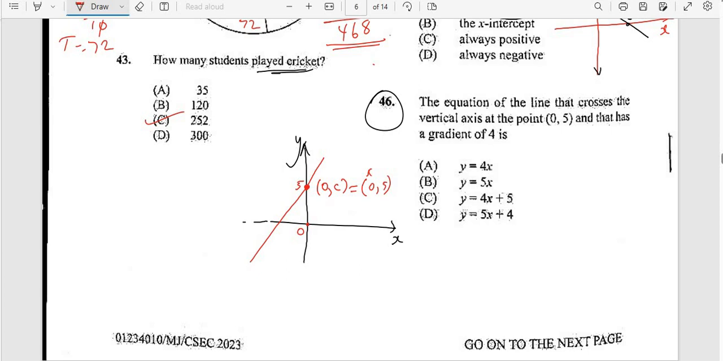So c is really equal to 5. When we look at the general form, y equals mx plus c, the slope-intercept form, the gradient is 4, so that's 4x, and c is simply 5. So the solution is C.